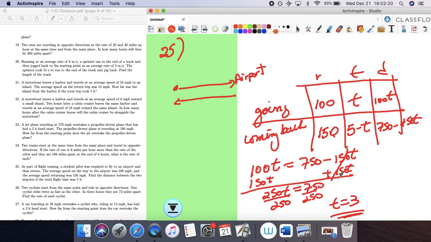But the question says find the distance. Although we found the time, t equals 3 hours here, which makes the coming back portion 2 hours. So going to the distance column, all you got to multiply is 100, flying at 100 miles an hour, by 3, 300 miles. So whether you use the first one or the bottom one, you get 300 on both. So the distance from the origin to the airport is 300 miles.